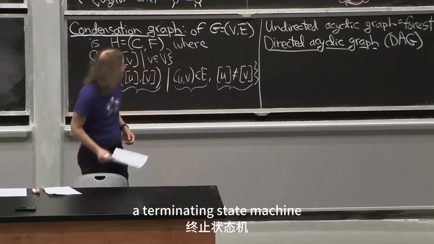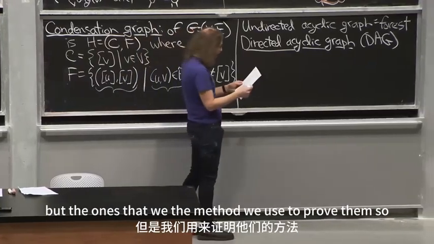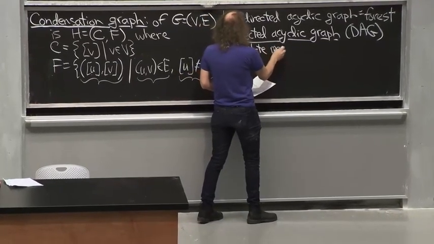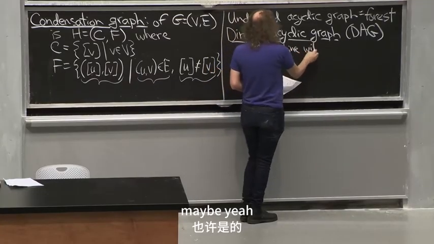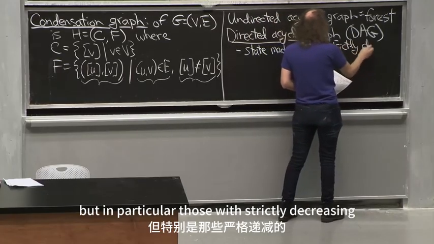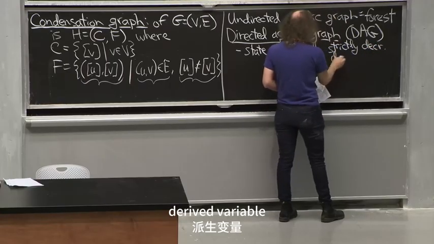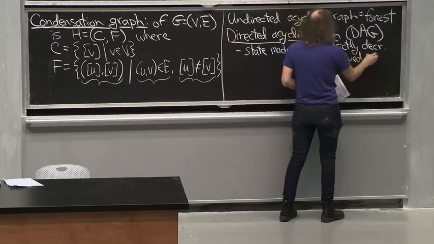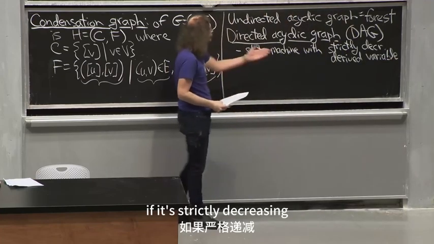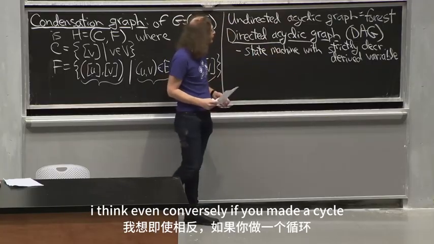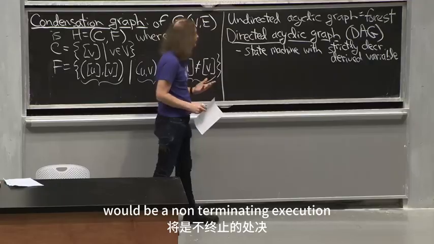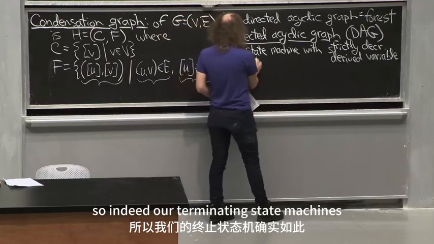A terminating state machine, yeah. Maybe not all terminating state machines, but the ones where the method we use to prove termination applies. So like a state machine, maybe all terminating state machines actually. But in particular, those with a strictly decreasing derived variable. If it's strictly decreasing, then you can't make any cycles. I think even conversely, if you made a cycle, then repeating that cycle over and over would be a non-terminating execution. So indeed, terminating state machines.